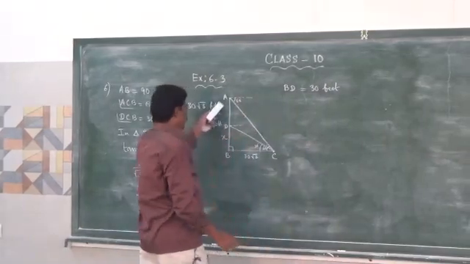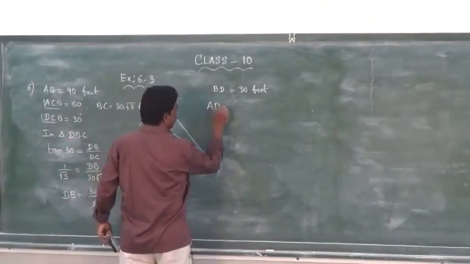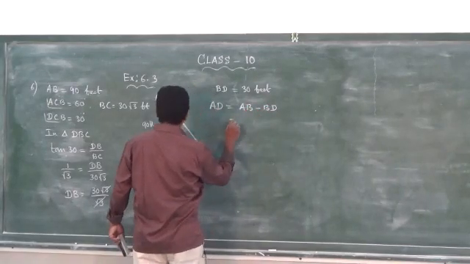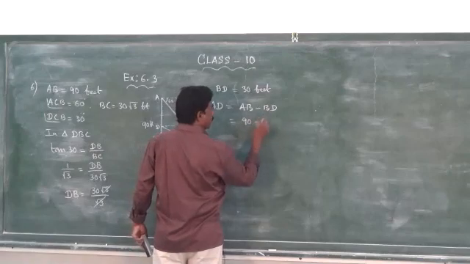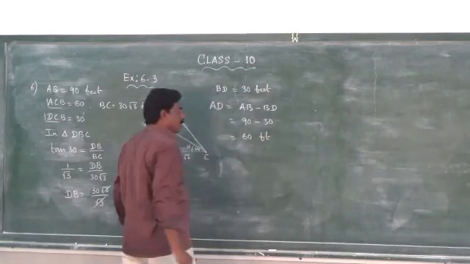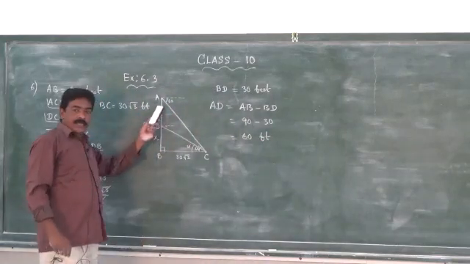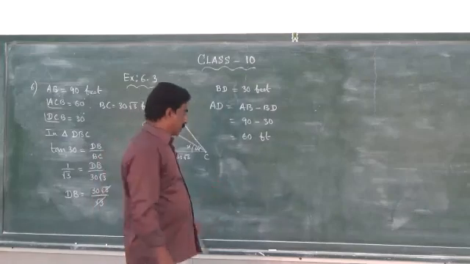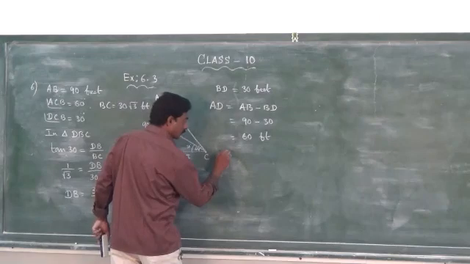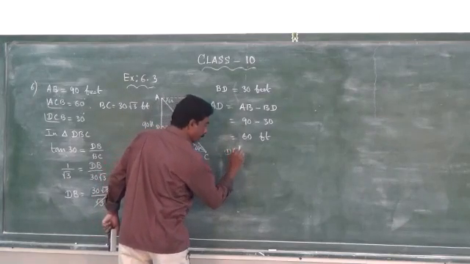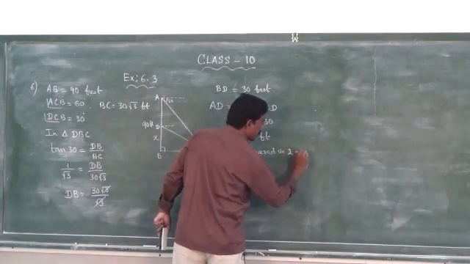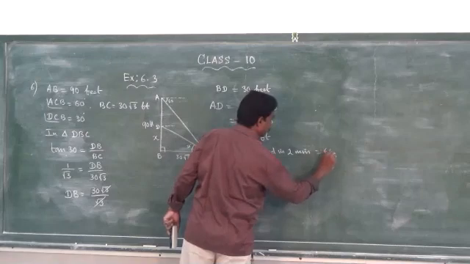So if BD is 30, what is AD? AD is AB minus BD. AB is 90 minus BD is 30, so that is 60. So AD is 60 feet. What is AD? AD is the distance covered in 2 minutes. So the distance covered in 2 minutes is 60 feet.